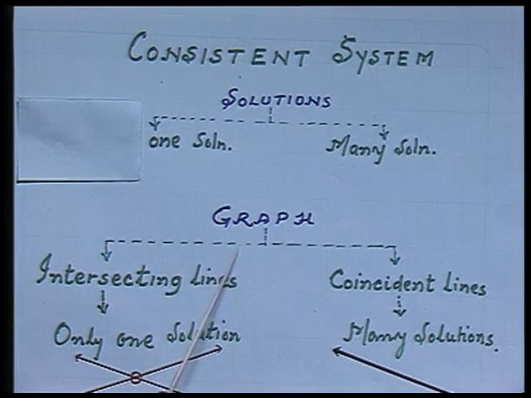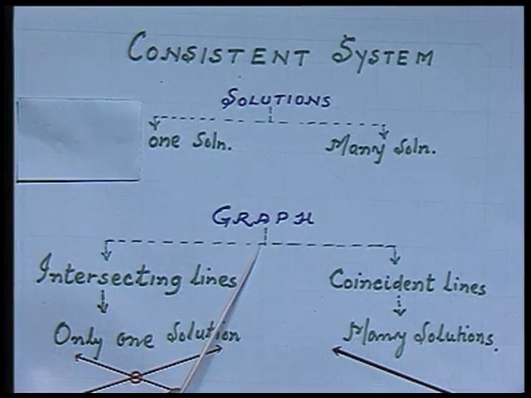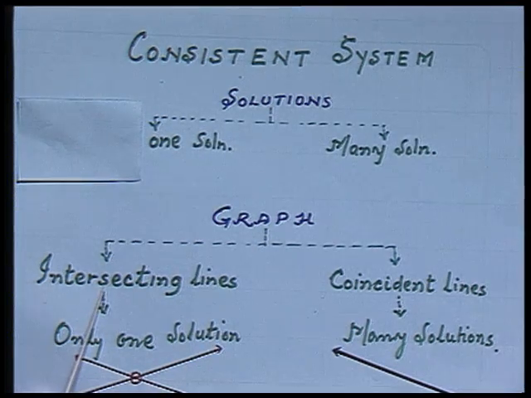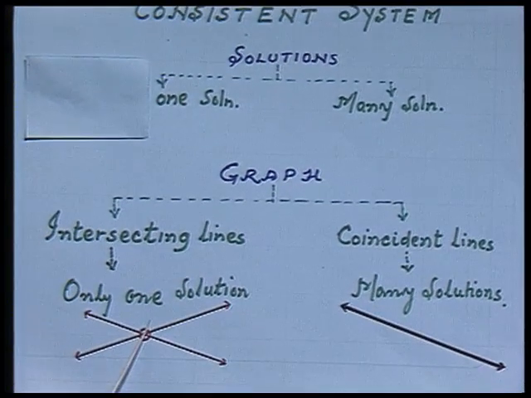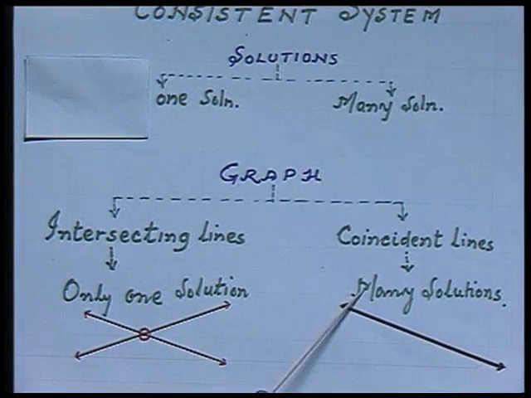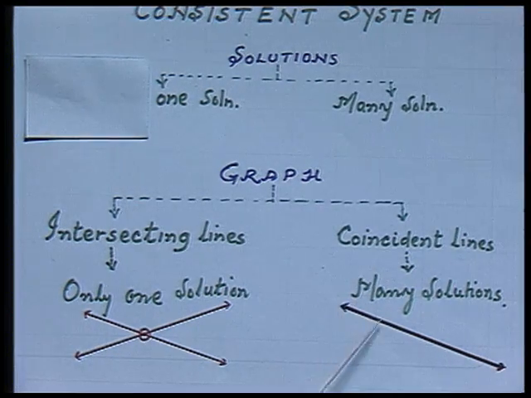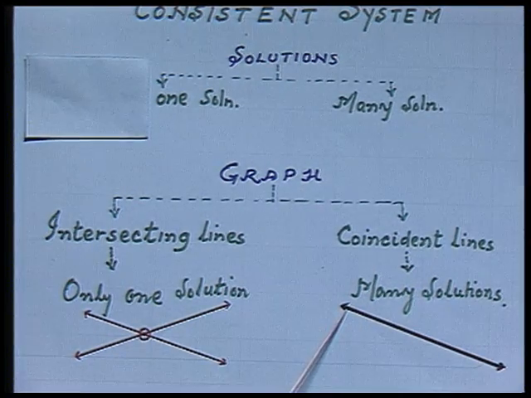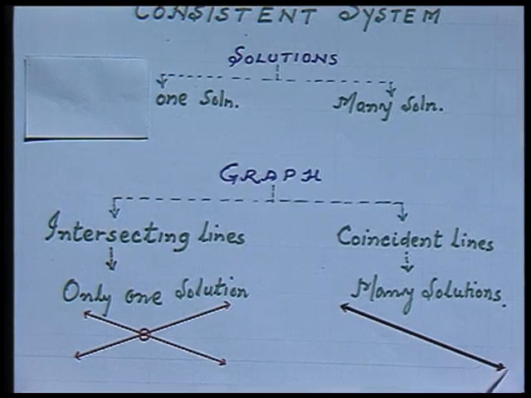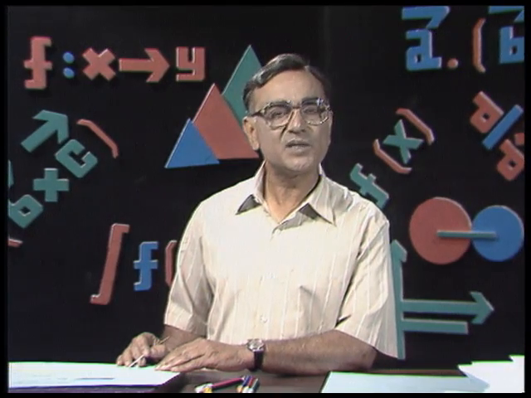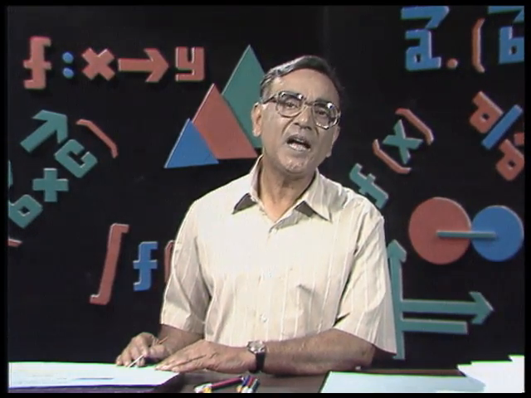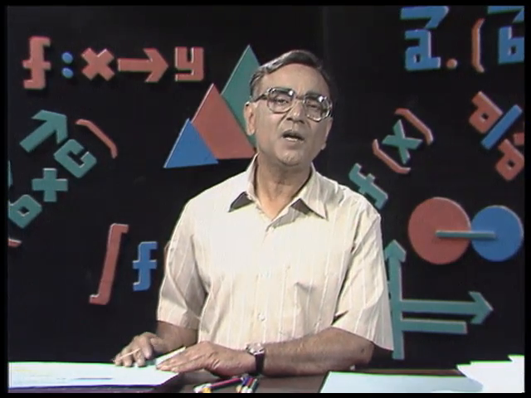And for a consistent system, if we plot the graph, it will be either intersecting lines, and the point of intersection of the lines will be the solution of the system, that is, it will be satisfying both the equations. Or there will be many solutions when the lines are coincident, in that case both the lines will be coinciding with each other. So these are the two cases when we saw that the system is consistent. A consistent system can have one solution or it can have many solutions.